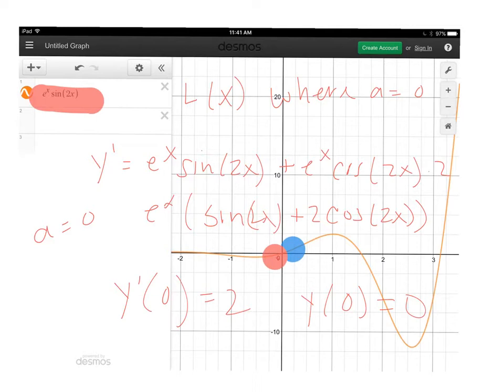We can see that on the graph. So my linearization is actually 2x. That is a linear function that represents our curve at 0. That's the tangent line at 0. So now we're going to use that to find values close to 0.